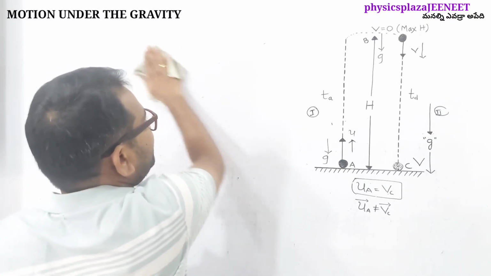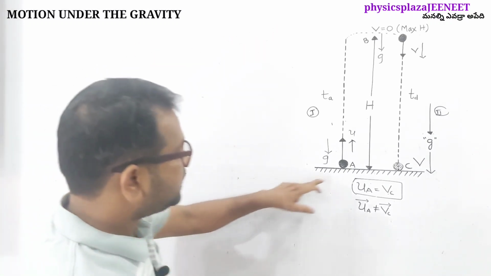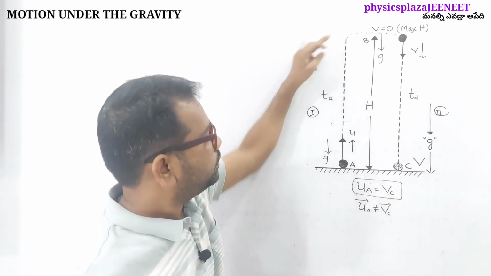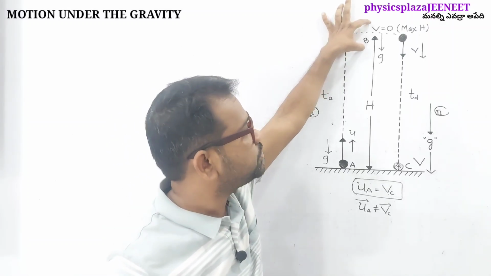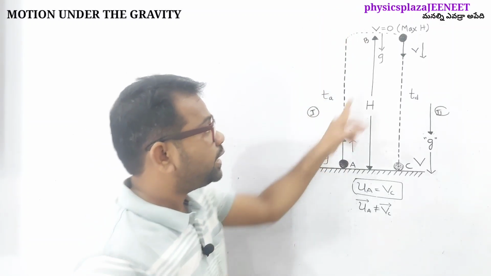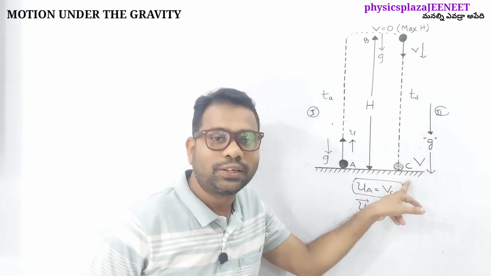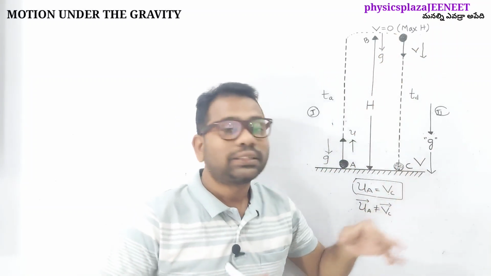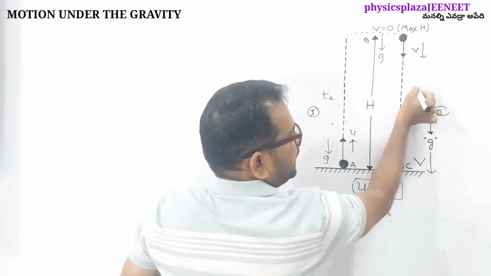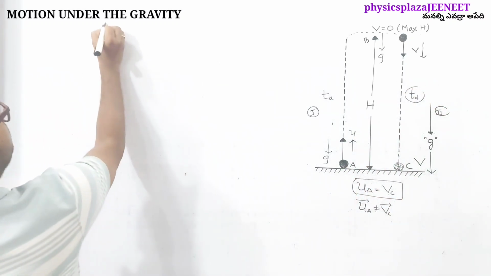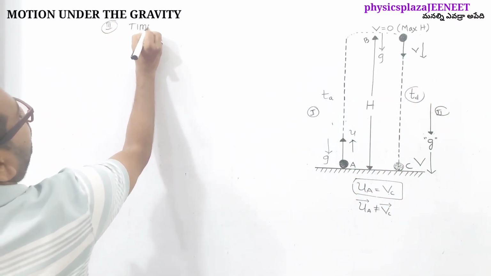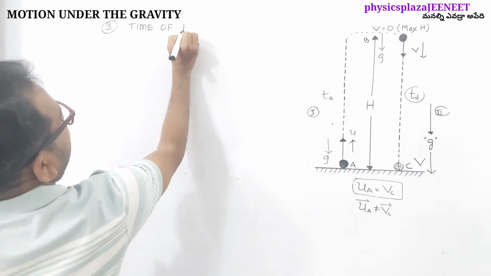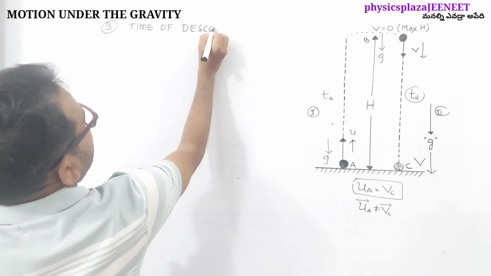Now, it takes some time to reach maximum height. We have calculated the time of ascent, and we also calculated the expression for maximum height. Now it has to come back to the ground, right? For that it takes some time. That time we call the time of descent. So the third parameter is time of descent.